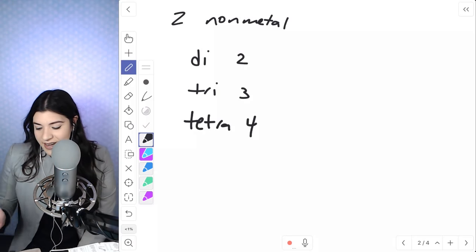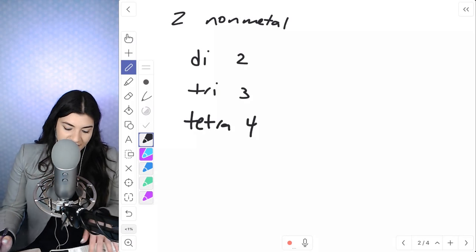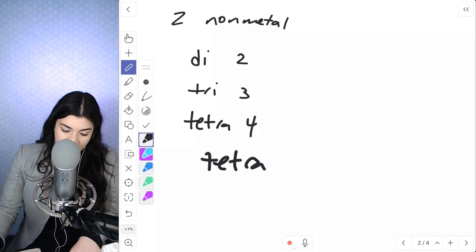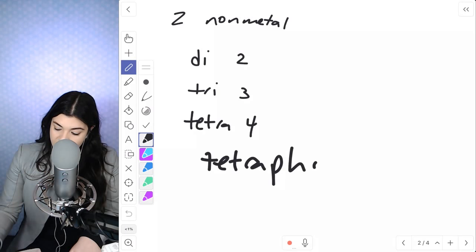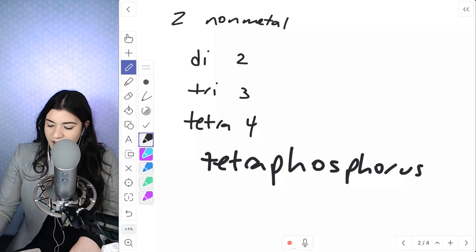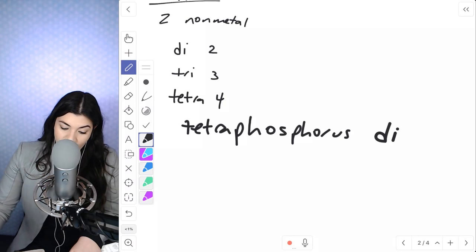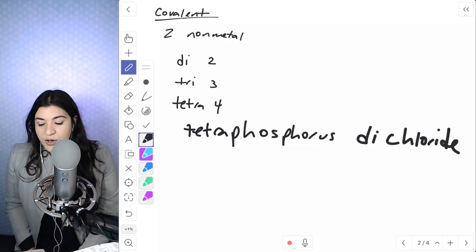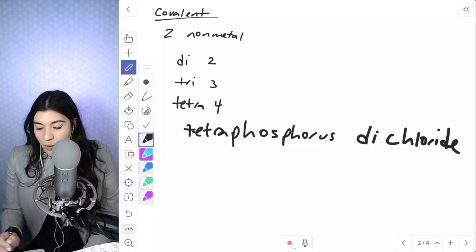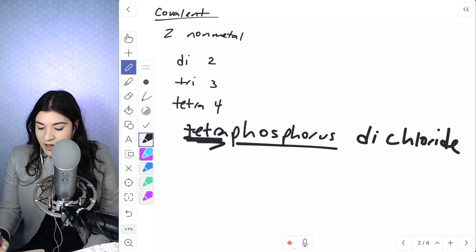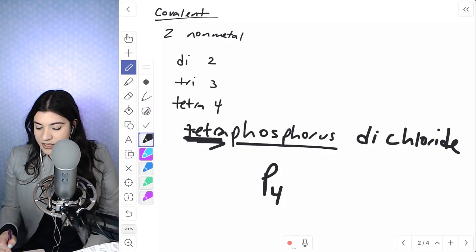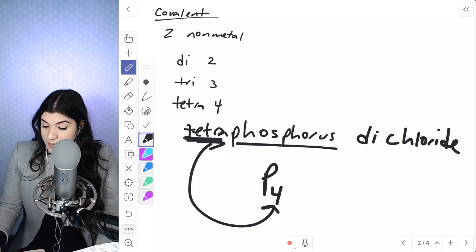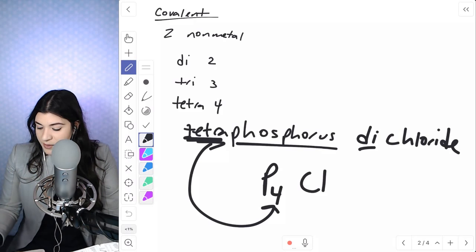Let's say if we had something like tetraphosphorus dichloride. So tetra just refers to there being 4. We know phosphorus is P, so that tetra just tells us the subscript. And then for chloride, or really chlorine, I'm going to put Cl. I know this di is also telling me the subscript, so that's 2.